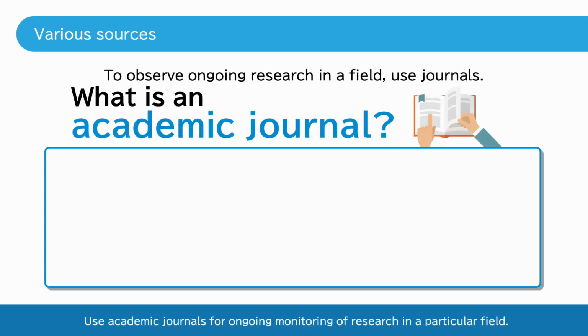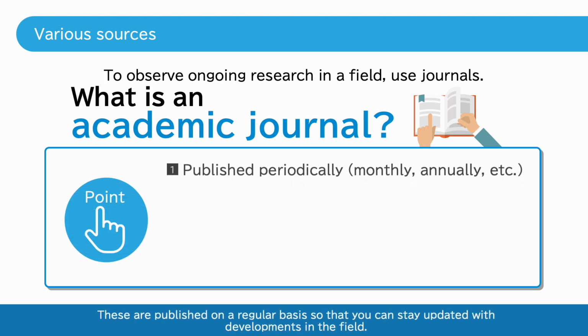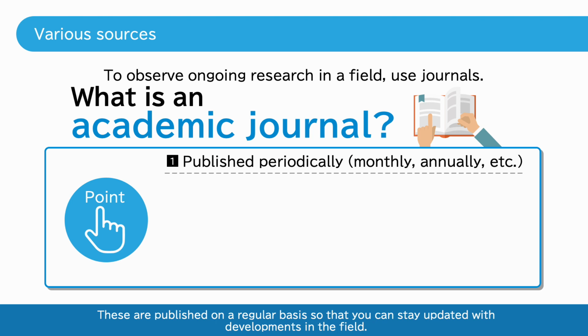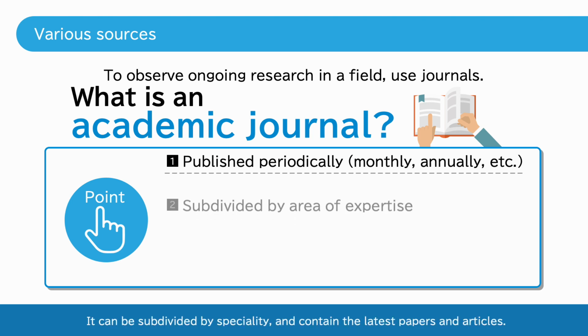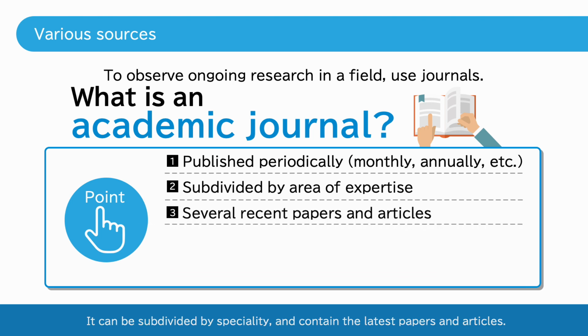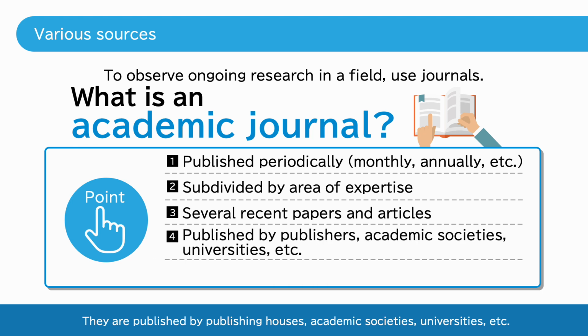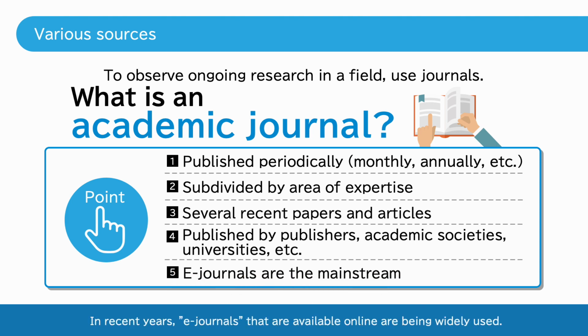Use academic journals for ongoing monitoring of research in a particular field. These are published on a regular basis so that you can stay updated with developments in the field. They can be subdivided by specialty and contain the latest papers and articles. They are published by publishing houses, academic societies, universities, etc. In recent years, e-journals that are available online are being widely used.